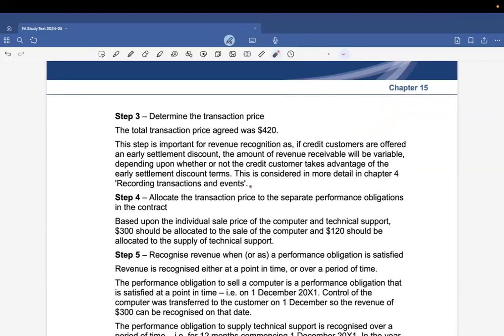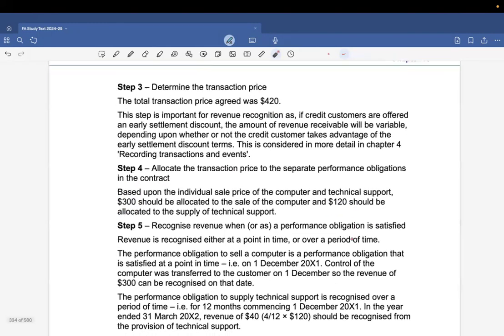Clear? Now step three is you're going to determine what the transaction price is. Here they have already given you that, it is 420, right? But this 420 is not a normal price because it involves offers, discounts, etc., which you would study in detail in the next level. Clear? For this level, you don't need that much. Okay. Step four, allocate the transaction price to the separate performance obligations in the contract. So you're going to take 300 and take it as revenue, but from the 120, you're going to time apportion it. Clear, no?